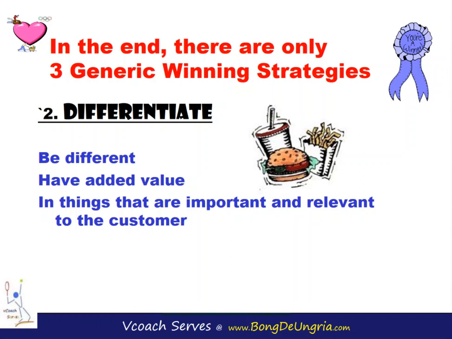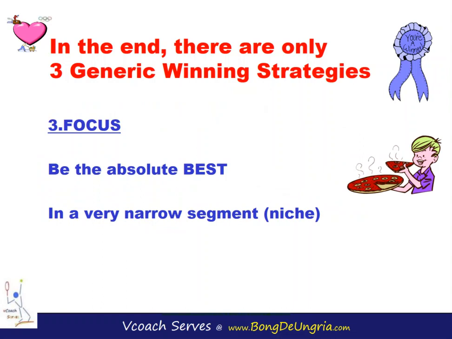The third way is to focus. Be the absolute best in a very narrow segment or niche. So if the others sell burgers or chicken, be the best pizza seller in a narrower segment. If you can't be the number one student in the entire school, then be the number one student at least in the class. Now, if that's still tough, be the number one student in class on the first row. So that may be more manageable. But again, select a niche, which is a very narrow segment where you can be the absolute best.